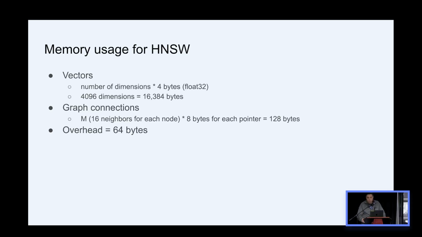Here are some rough estimates. Depending on how many dimensions you have, and that is the biggest variable that's going to drive your memory usage, with, let's say, 4,000 dimensions, which is quite common, you will have 4 bytes, float32, per dimension, 16 kilobytes of data for each vector. So if you have, let's say, 1 million vectors, that's 16 gigabytes of data. And then you have a little bit of memory for those graph connections and a little bit of overhead. But this is the biggest number, as you can tell.